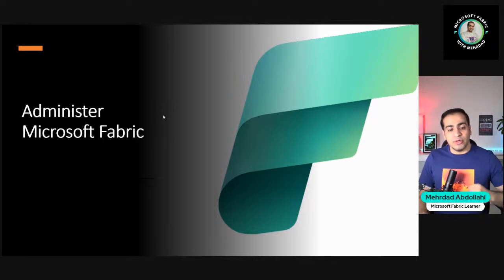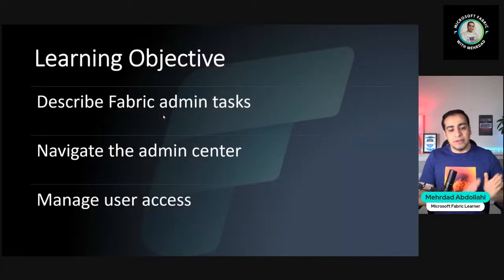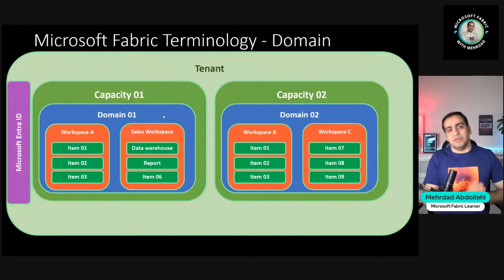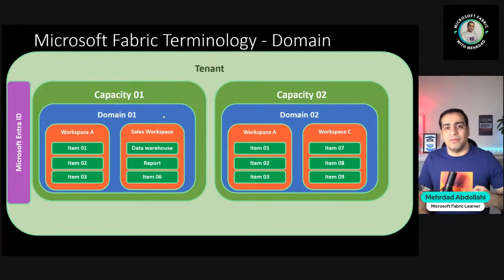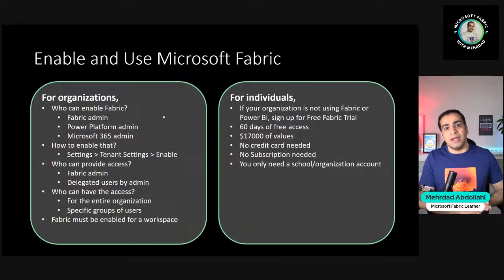The next module that we are going to walk through is administering Microsoft Fabric, in which we are going to learn about the Fabric admin tasks, navigate the admin center, know where we have access in our free trial, and how we're going to manage user access. Previously, in session number 1, we talked about some terminologies in Microsoft Fabric, right? What a tenant is, what the capacity is, what the domains, workspaces and items are, how they're defined there, and even how an admin can enable and use Microsoft Fabric within an organization, or even for us individually.